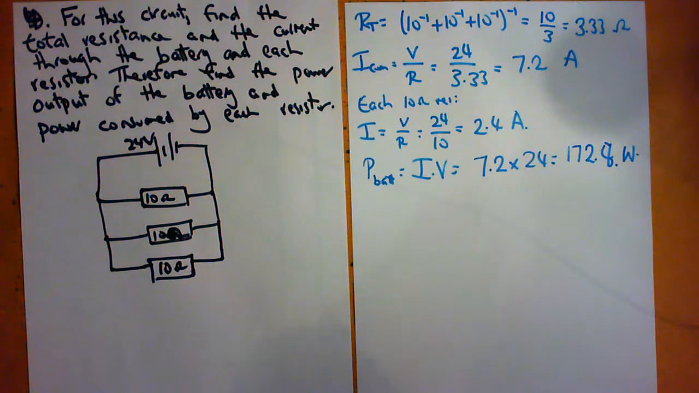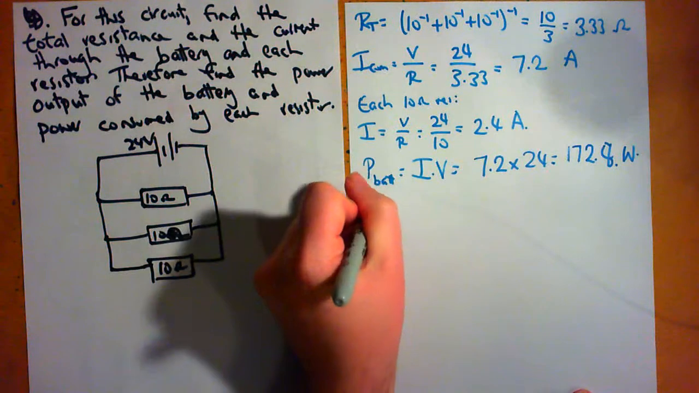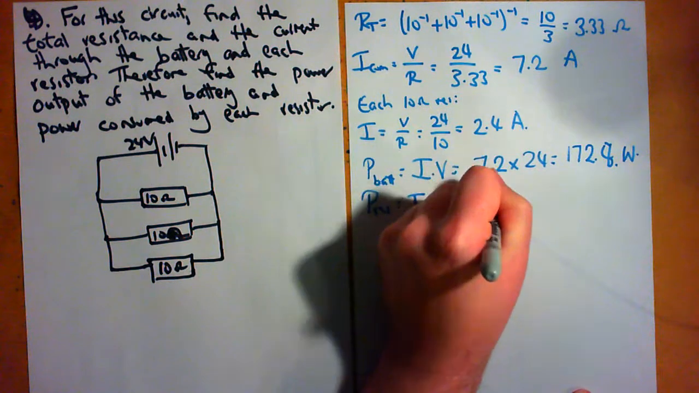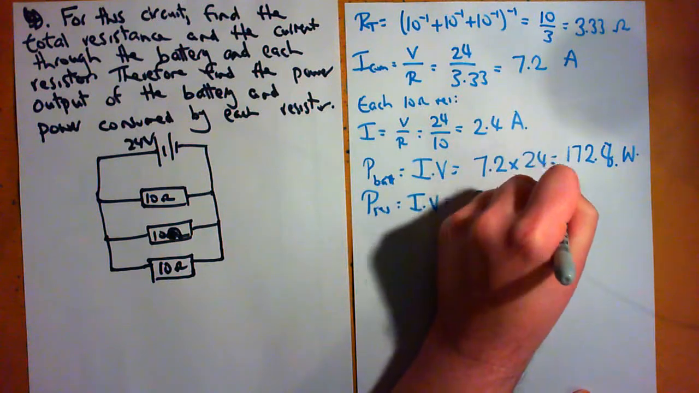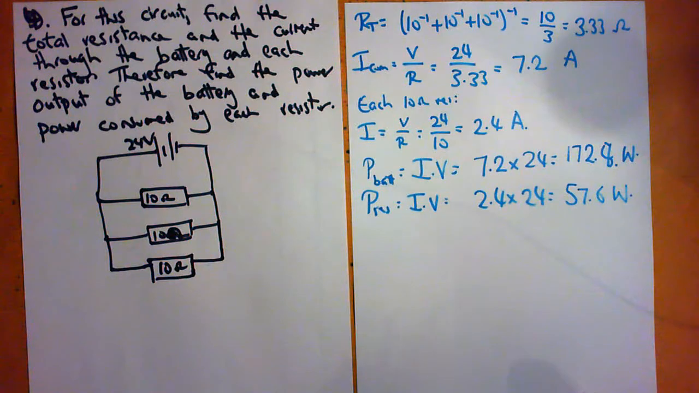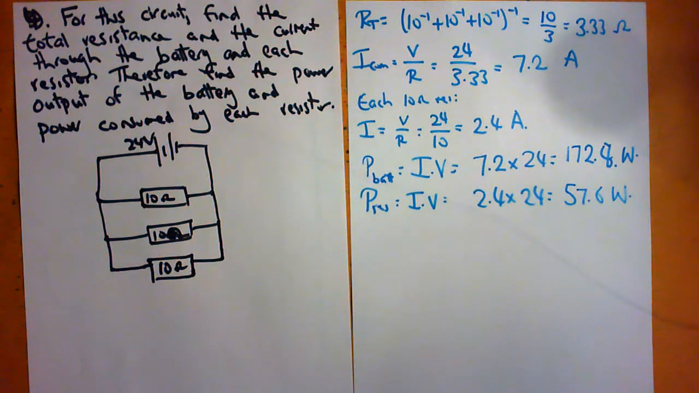Now let's get the power consumed by each resistor. The power of each resistor is I times V, which is 2.4 times 24, giving you 57.6 watts. So the battery puts out 172.8 watts, but each resistor uses up 57.6, and 57.6 times 3 is indeed 172.8. So everything works out as it should do there for the power.